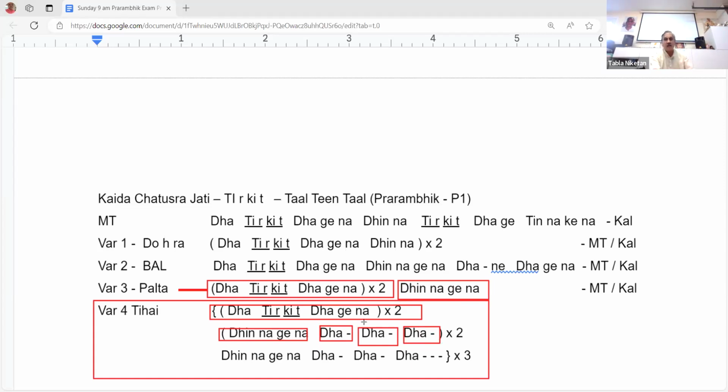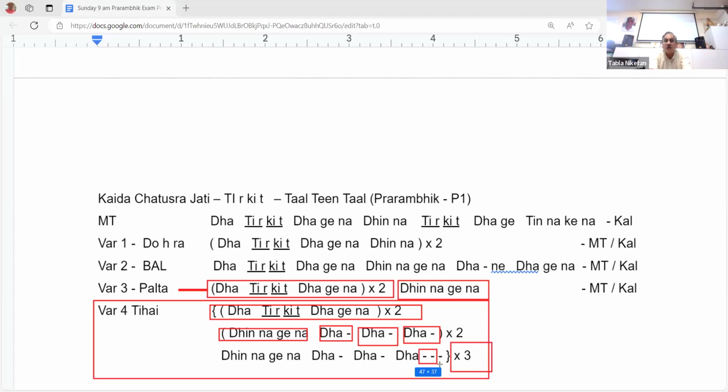Dha te rakita dhage na, dha te rakita dhage dhirnage na, dha, dha, dha, right? So dha te rakita dhage na, dha te rakita dhage na, dhirnage na, dha, dha, dha. Dhinnagena dha dha dha, dhinnagena dha dha dha. This is one loop.